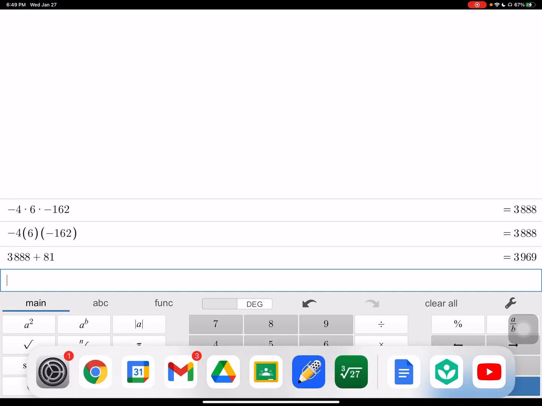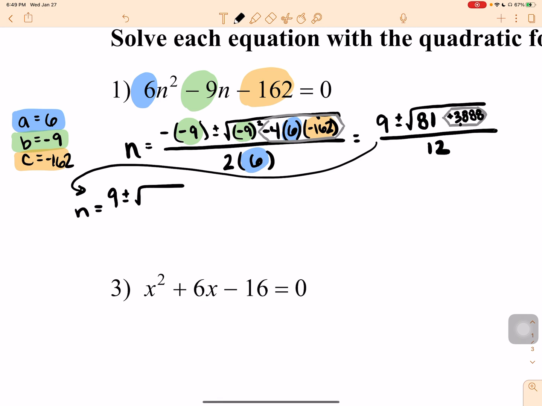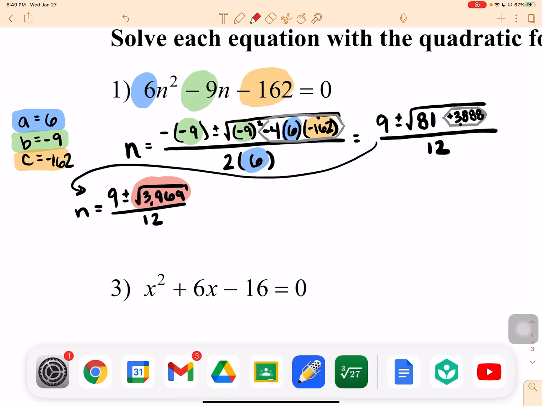3,969. Okay, so now I know that the inside here is 3,969, and this is all over 12. So what you want to do first is see, is that a perfect square? So we want to go back to the calculator and try to take the square root of that number.